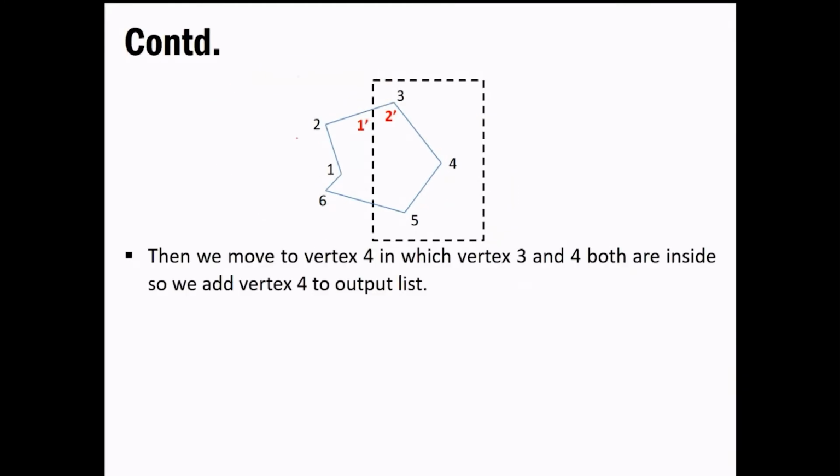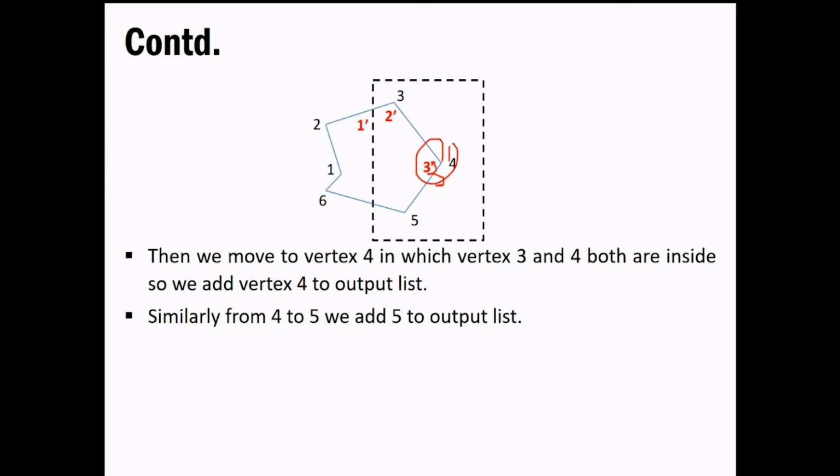As you can see, then we move to vertex 4, in which vertex 3 and 4 are both inside. Then we just add one vertex, that is 4, to the output list. You name it 3 dash. A similar thing is to be followed for 4 to 5 and so on.